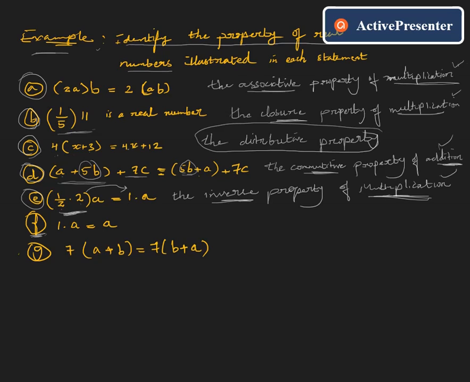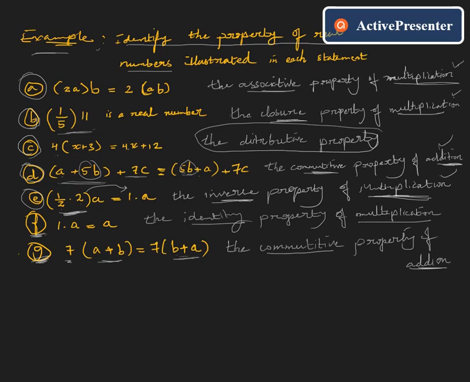Now let's go to question F. 1 multiplied in A equals A. This is known as the identity property of multiplication. The last question, G: 7 multiplied in A plus B between parentheses equals 7 multiplied in B plus A. What did we do? We only swapped B and A. So this is known as the commutative property of addition. And we are done.